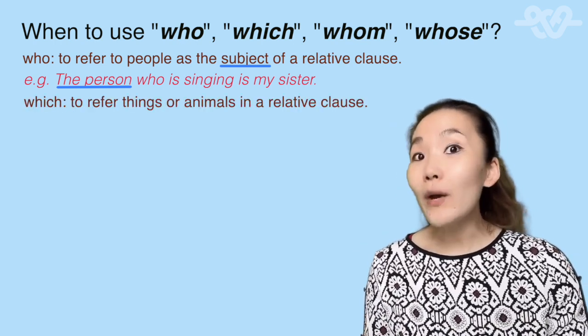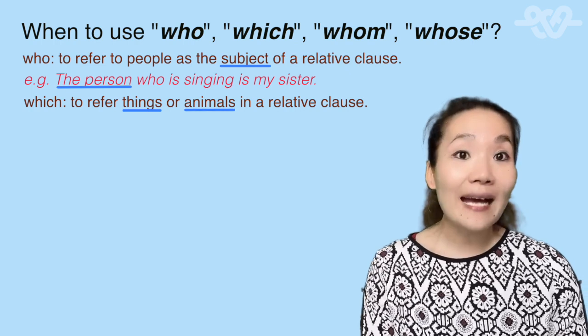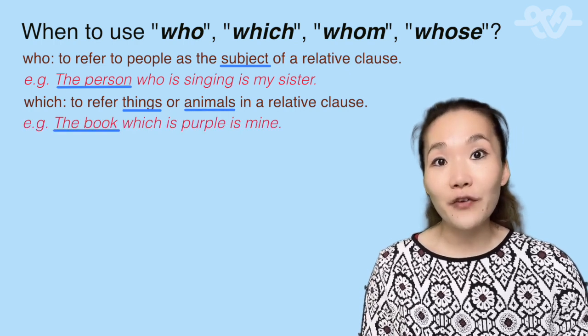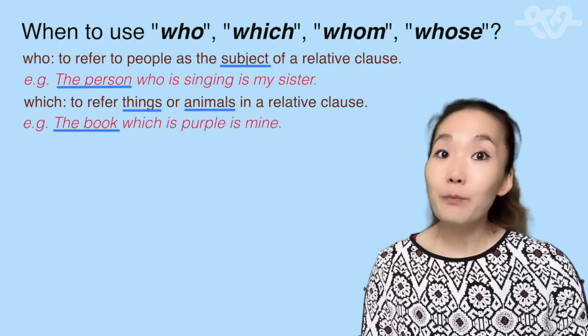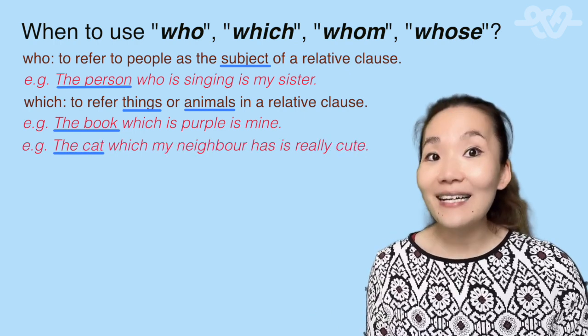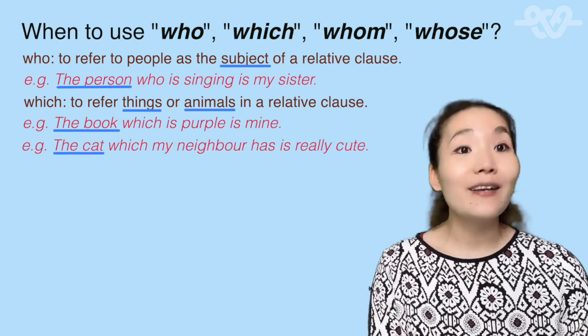We use which to refer to things or animals in a relative clause. For example, the book, which is purple, is mine. The cat, which my neighbor has, is really cute.